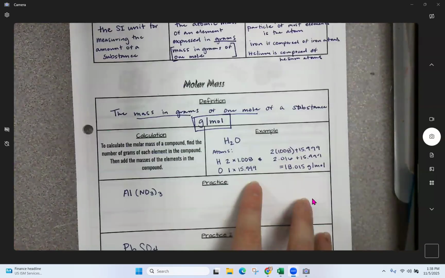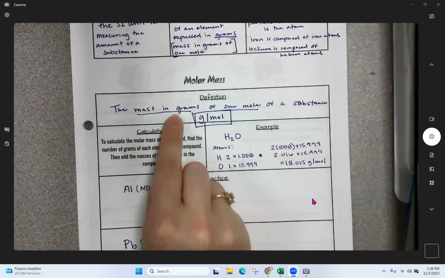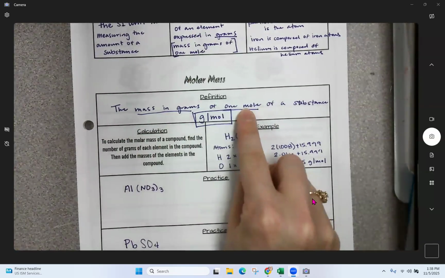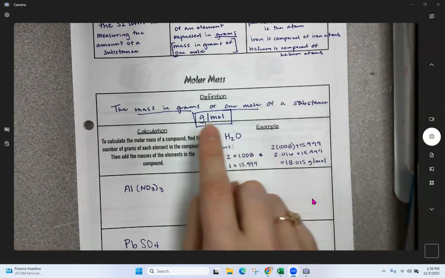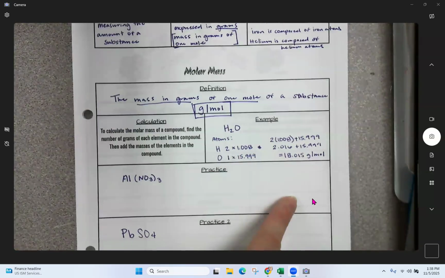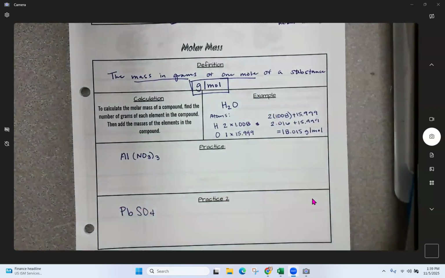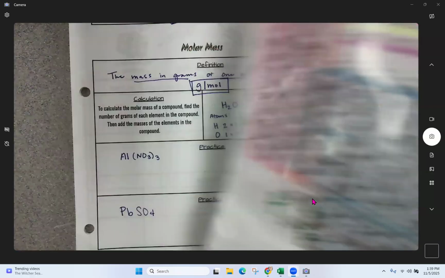Then we have molar mass. And I already said that up here, but again, it is the mass in grams of 1 mole of a substance. So the units are going to be grams per mole. And then we're going to calculate molar mass using the masses on our periodic table.